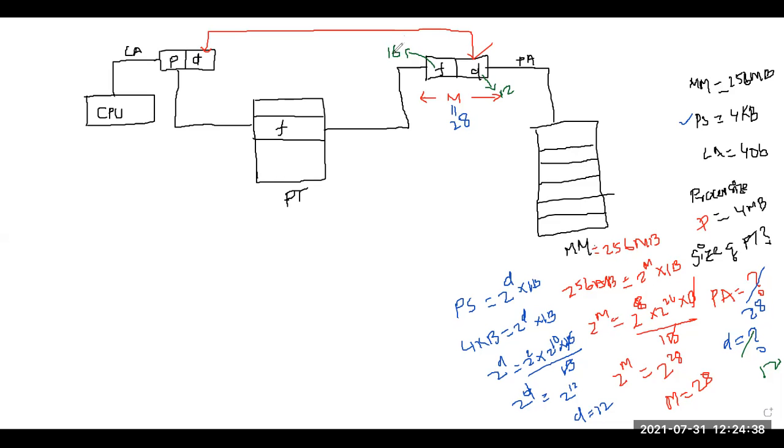Is that clear? So how many bits are used for f? 16 bits. Now this f will be 16 bit addressing. I am using 16 bits, which is equal to 2 bytes. That means each frame entry in this page table is how many bytes? It is 2 bytes.